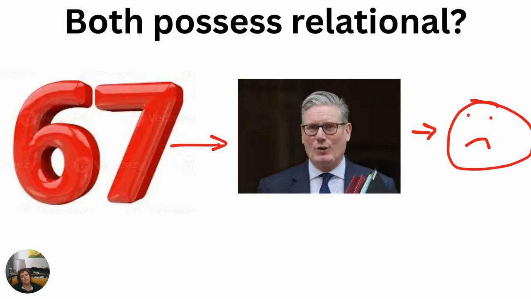I've only come up with a few objections. If you want to come up with more, I'd be happy to address them. What do you think? Do you agree with me? Do you think that relational is a real property? Do you think something else? Do you think the argument holds, or do you think the argument doesn't hold?